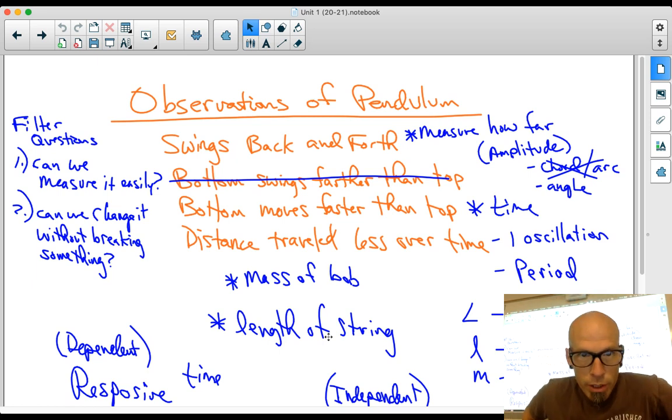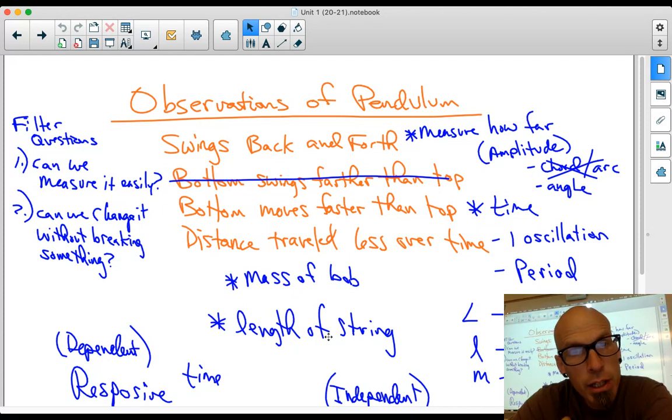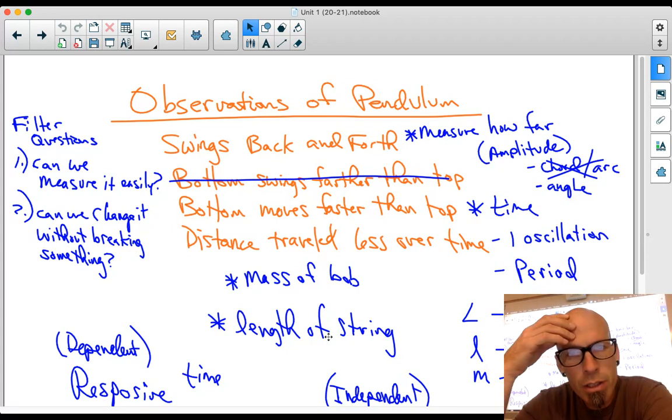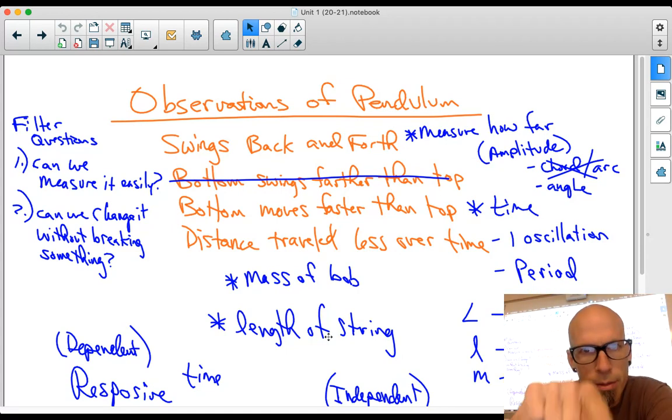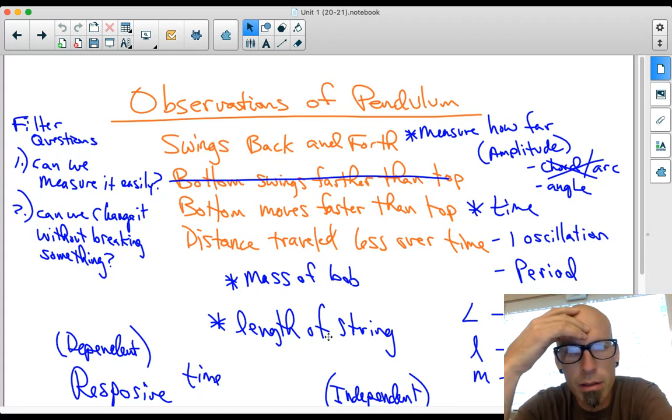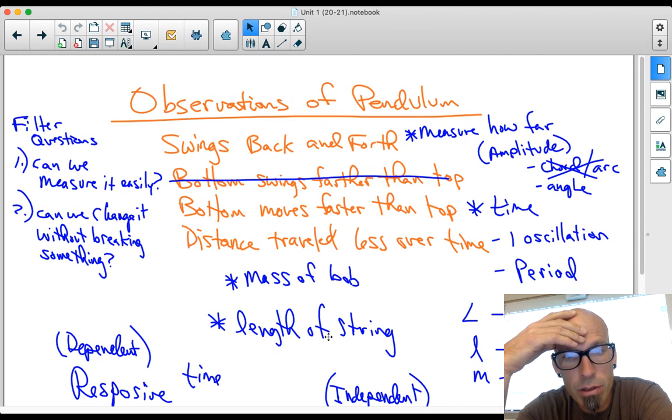Now, for those of you that I know were not here, we left off in the last video talking about observations of the pendulum. Anyway, the orange here is what we had originally for observations.